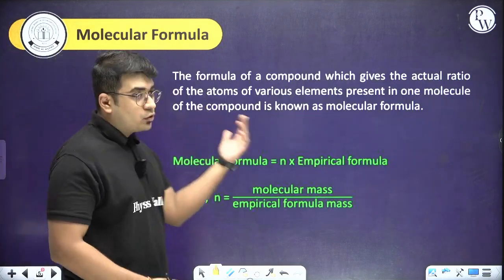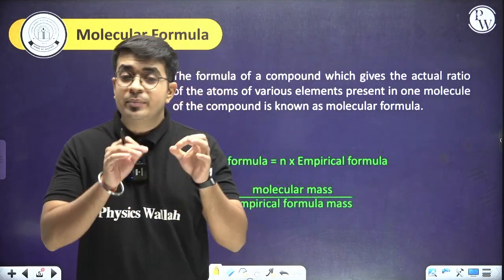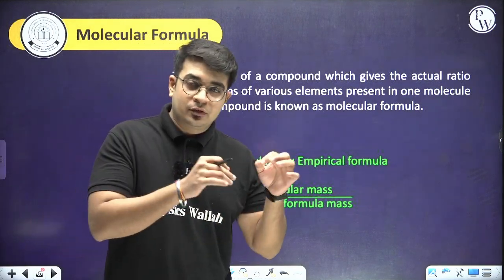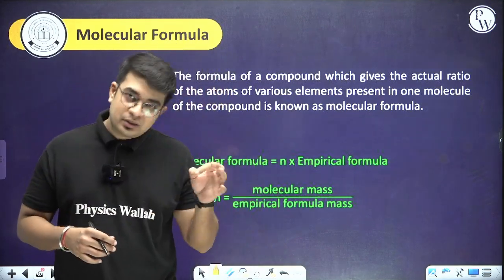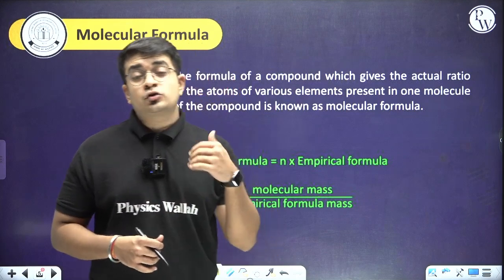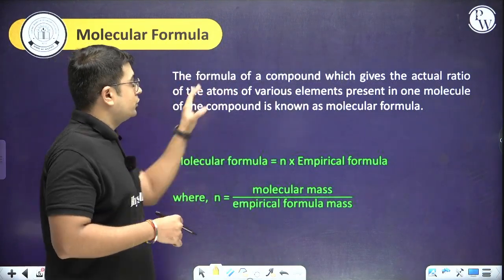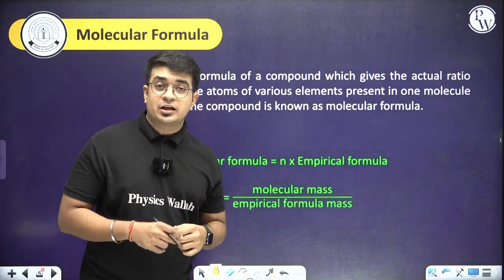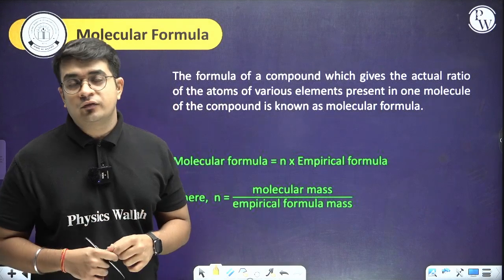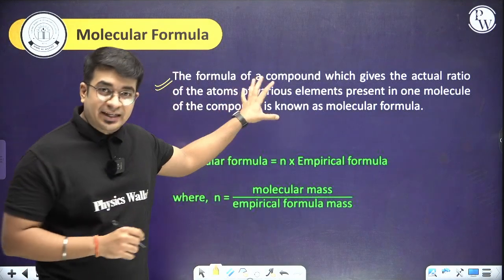Now talking about the next part, we all know that the empirical formula talks about the minimum ratio of the moles which are present, or you can say the simplest whole number ratio of all the elements present. But the actual formula is known as the molecular formula. The formula of a compound which gives the actual number of atoms of various elements present in one molecule of that compound is known as the molecular formula. So this is the exact information.